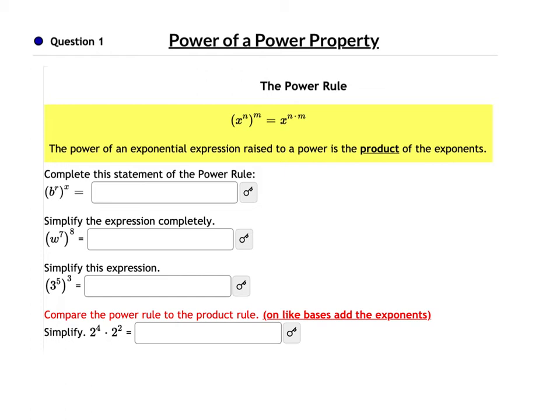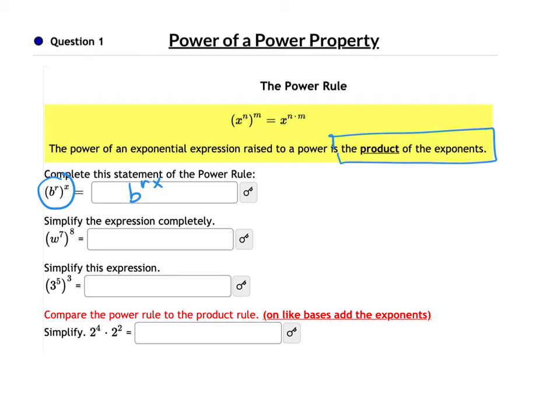Question 1, the power rule. This is when you have a power to a power. You multiply your exponents. Product means multiply. Notice that x to the nth power to the mth power is x to the n times m. So the first one, I'm going to take r times x. That's just rx.